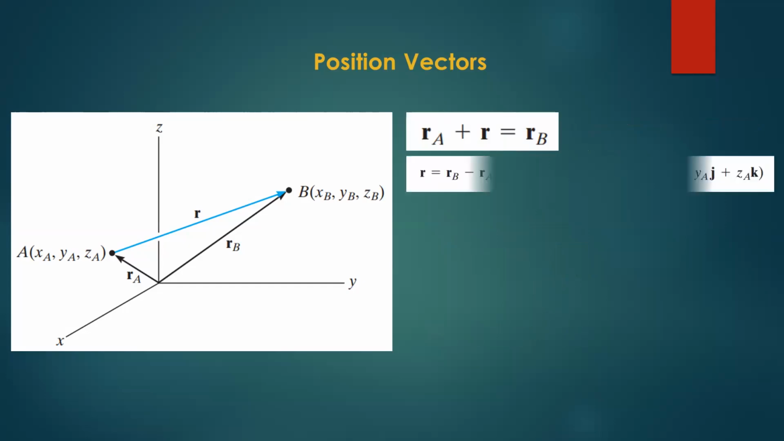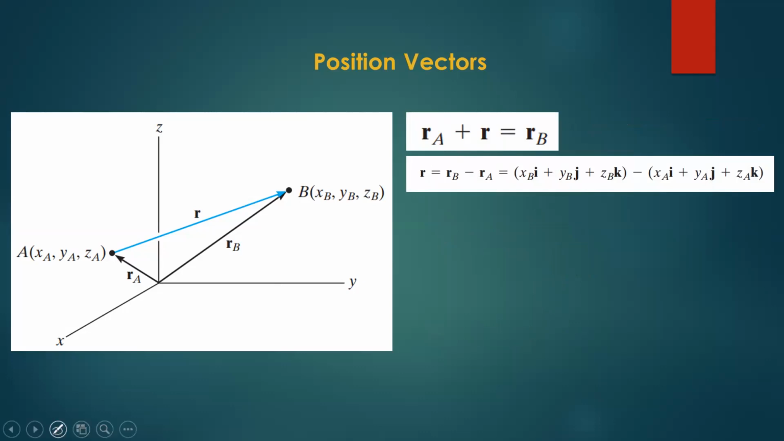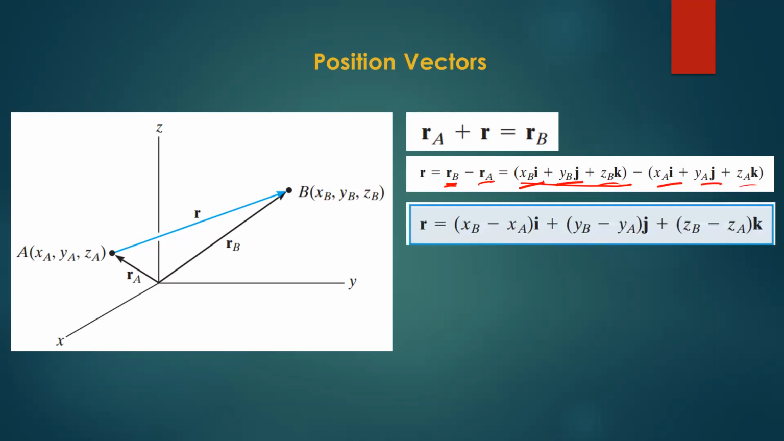So the resultant vector R, this is what I was talking about. The resultant vector R is gotten by subtracting RA from RB. And these are the position vectors for RB and RA. After doing the subtraction there, you pair the like terms, you pair this and that, this and that, that and that. Then you come up with an equation which will look like this.